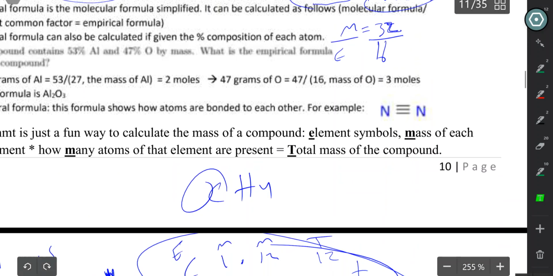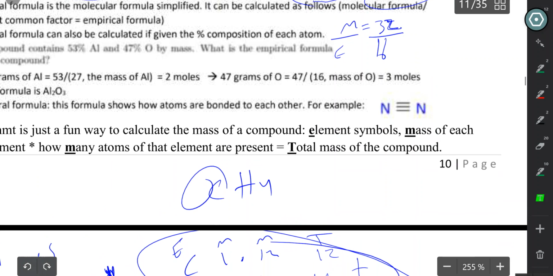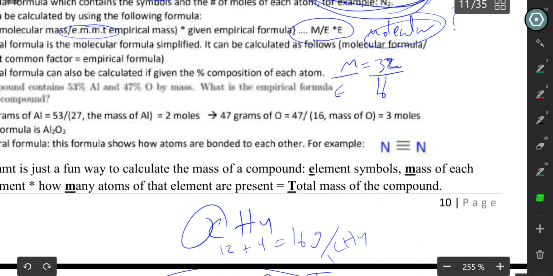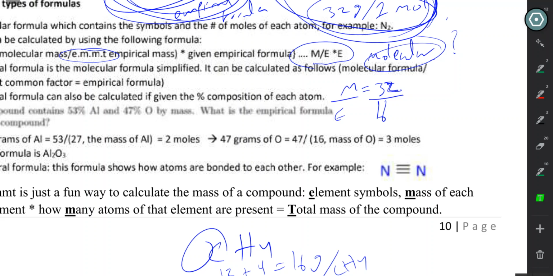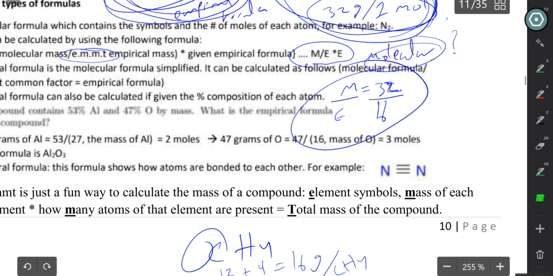And then obviously you'll multiply. So the mass of one hydrogen is 1. You've got 4 of them, so the mass of the 4 hydrogens is 4. The mass of one carbon is 12. There's only one of it, so the mass of that carbon is going to be 12. 12 plus 4 gives me 16 grams for 1 mole of CH4.